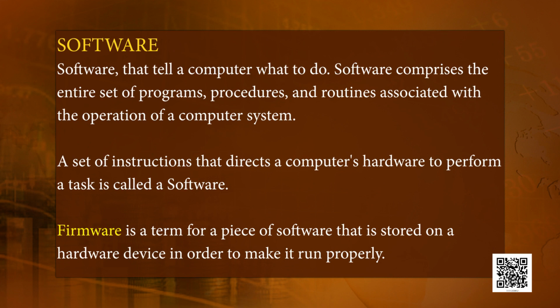There is another term called firmware. Firmware is basically a term for a piece of software that is stored on a hardware device in order to make it run properly. Firmware is a kind of default installed software in the hardware devices to start the computer system efficiently. Okay, so there are majorly 6 types of softwares.